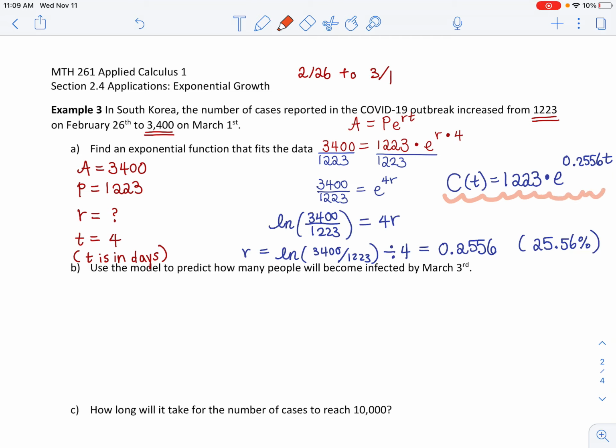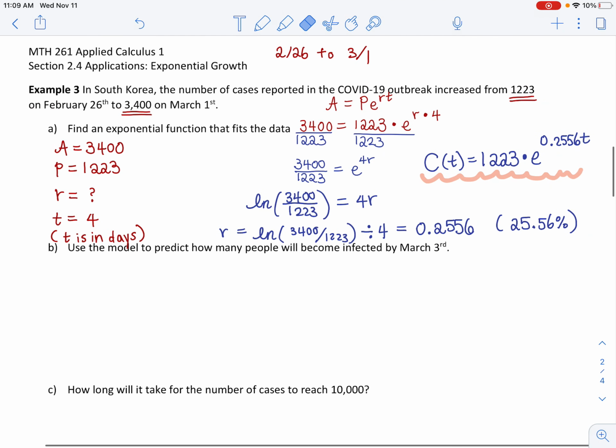But now, can we apply this to the entire world? Can we apply this to China or United States or the entire world? Not really. This data is only from South Korea, only in a 4-day period. So we should not extrapolate. We should not use this model to predict anything else, okay? Just within a close window in Korea.